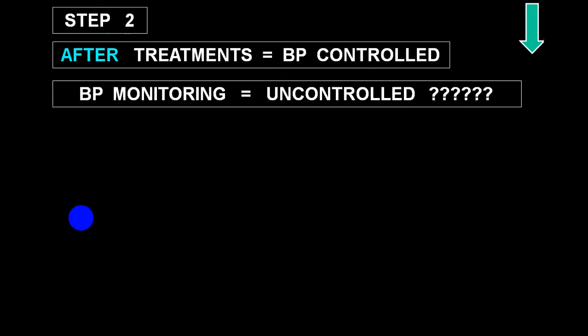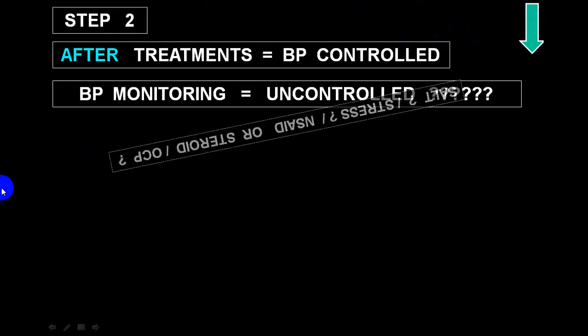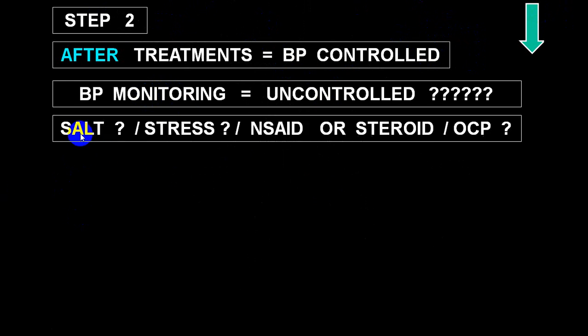Now we go to the second step, what we call after treatment. Suppose BP is controlled; you have to have regular follow-up. But say you are doing BP monitoring and it is uncontrolled. What do you do? First, always rule out whether the person is following salt restriction, reducing stress, and has stopped NSAIDs, steroids, and oral contraceptive pills.